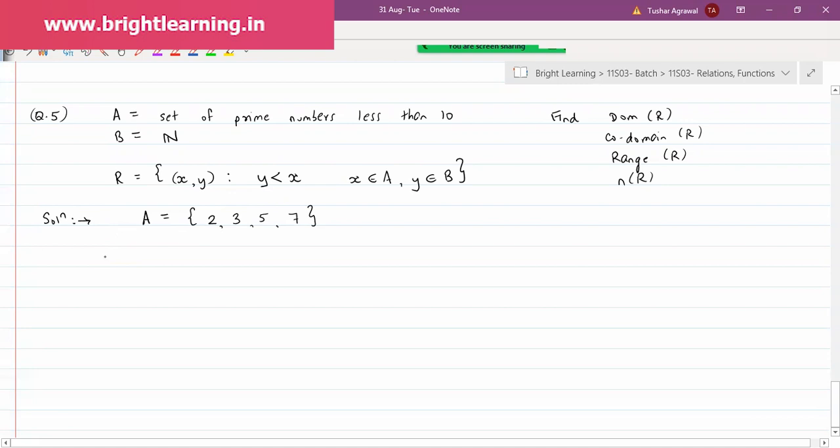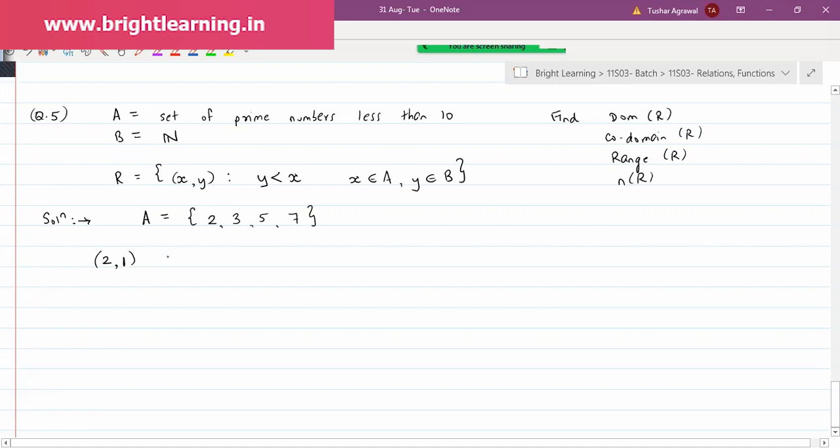X will get paired up, means 2. If I tell you 2 will get paired up with what? 2 will get paired up with those natural numbers which should be less than X, means less than 2. If X equals 2, Y should be such that it is less than 2. So for 2, there is only one natural number with which 2 will get paired up.